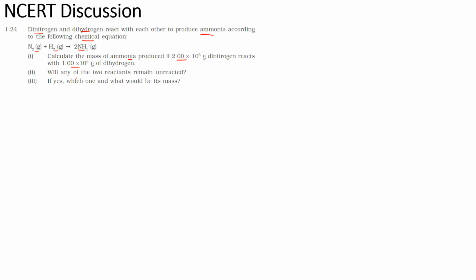In the second part, it is asking, will any of the two reactants remain unreacted? In the third part, if something has remained unreacted, then what would be the mass of the unreacted reactant? Okay. So in this question, we need to figure out whether the N2 and H2 that is being given to us are in the perfect ratio that is required, or one of them is present in excess quantity and the other is limiting the reaction. That we need to check.